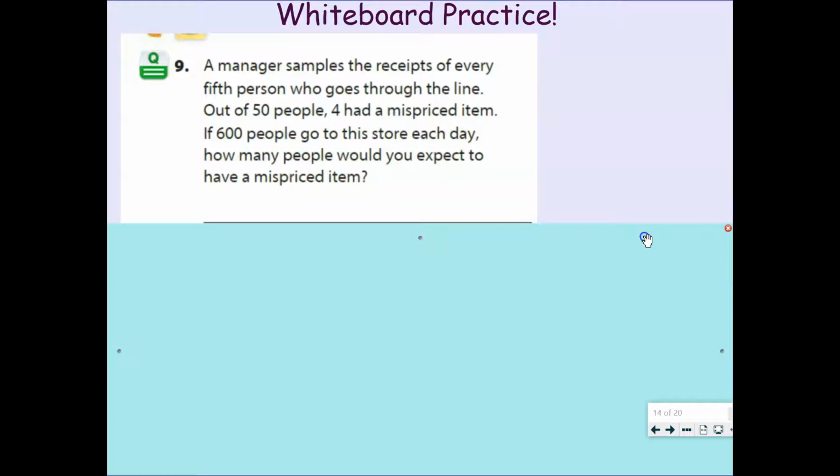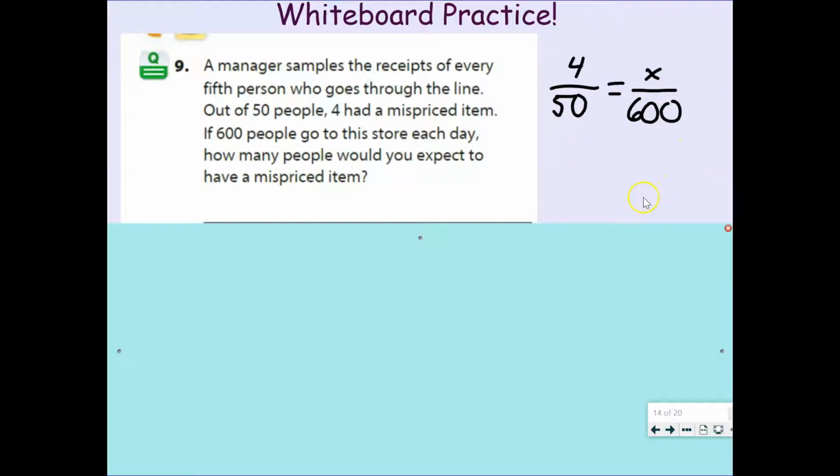It says a manager samples the receipts of every 5th person who goes through the line. Out of 50 people, 4 had a mispriced item. If 600 people go to the store each day, how many would you expect to have a mispriced item? So start by hitting pause and writing the proportion. Don't even solve it, just write the proportion. Okay, take a look at the proportion. Here's our sample, 4 out of 50, and we want to know how many out of 600. So hopefully your proportion looks like that.